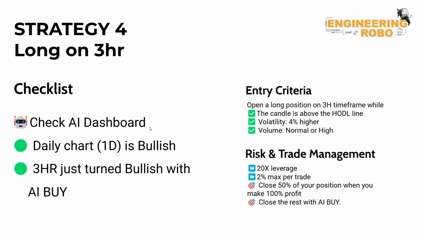Always checking the AI dashboard, making sure that the daily chart on 1 day is bullish. The 3-hour has just turned bullish with the AI buy signal. Entry criteria, open a long position on the 3-hour time frame while the candle is closing above the hodl line. Volatility has to be 4% or higher and the volume must be normal or high.